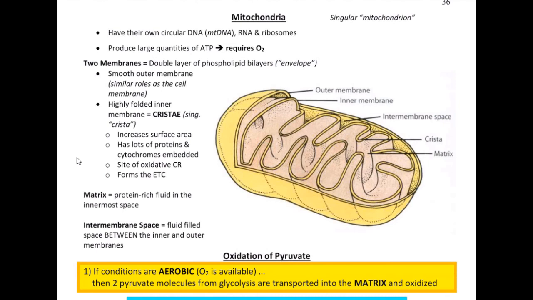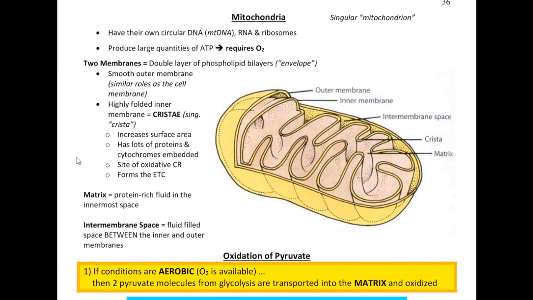Welcome to your lesson on the mitochondria and the oxidation of pyruvate. Oxidation of pyruvate is the second stage of this four-stage process that we've got for cellular respiration, as long as oxygen is available. So for mitochondria, it's going to be important for you guys to know the parts and the places because you need to be able to say where each of these different stages are happening.